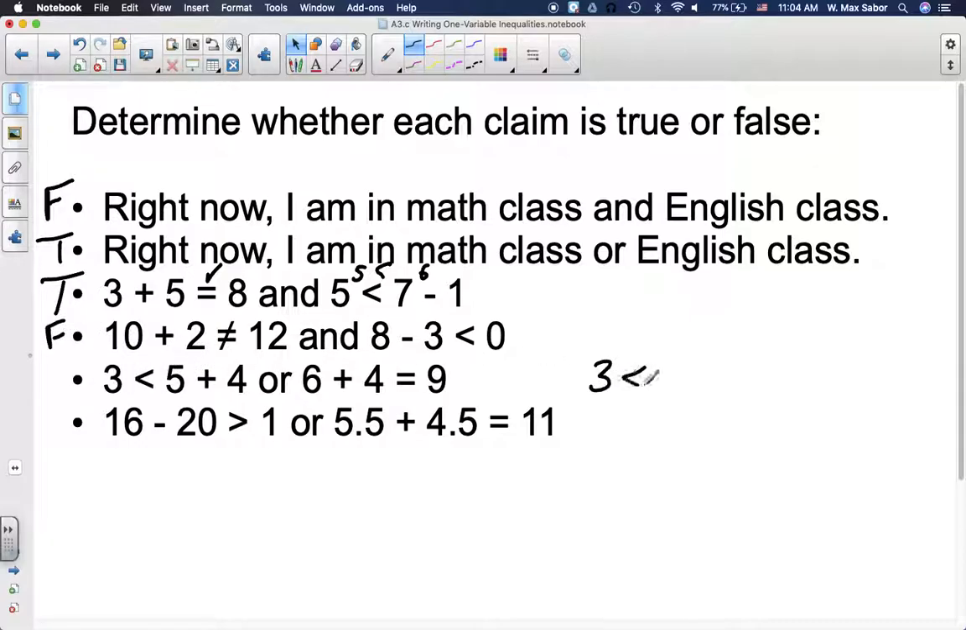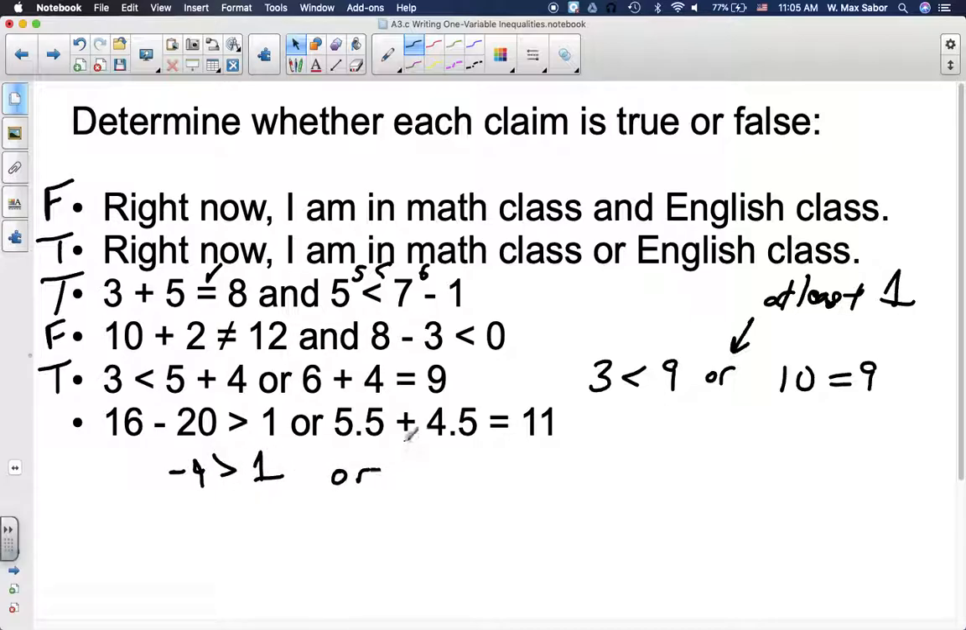Now we're saying 3 is less than 9 or 10 is equal to 9. Here, this one is true. So if we say this is true or that is true, the statement that one of them is true or the other one is true, because "or" means at least one. And now here we say -4 is greater than 1 or 10 equals 11. That's false, so overall the statement is false.